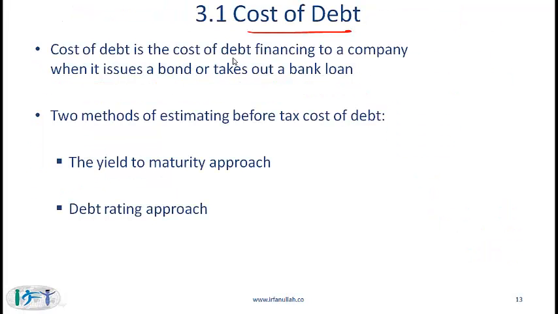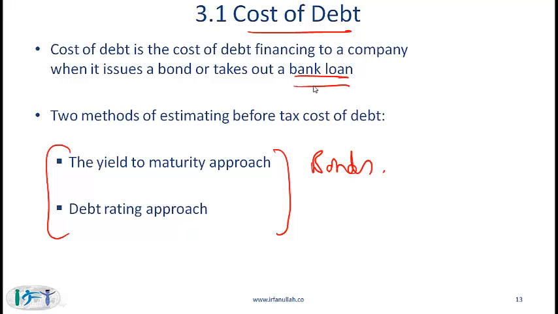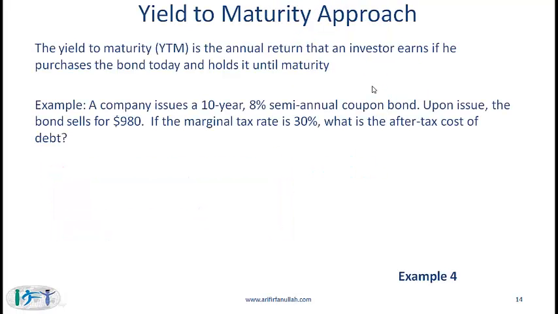Cost of debt is the cost of debt financing to a company when it issues a bond or takes out a bank loan. There are two methods. One is to use the yield to maturity approach. The other is the debt rating approach. These apply primarily when we are dealing with bonds. If a company simply takes out a bank loan, then the interest rate represents the cost of debt.